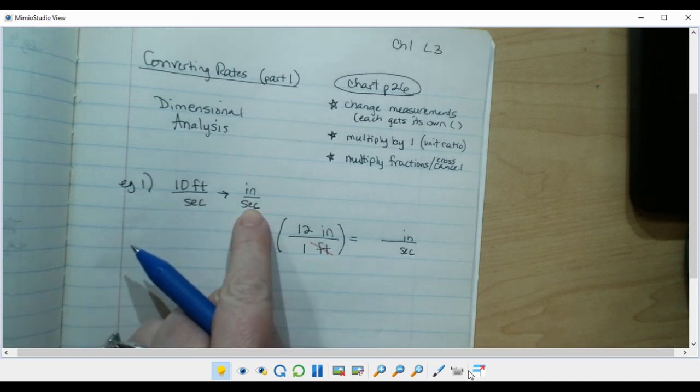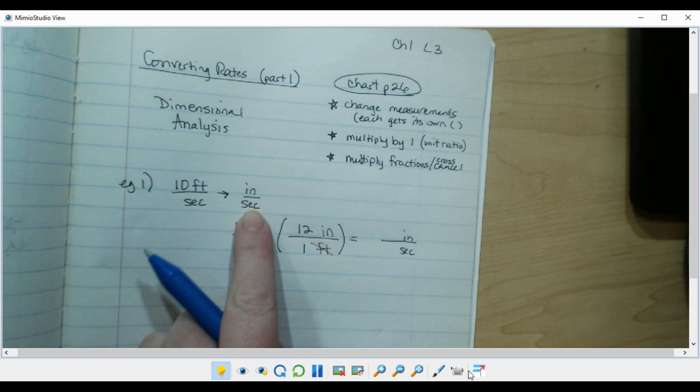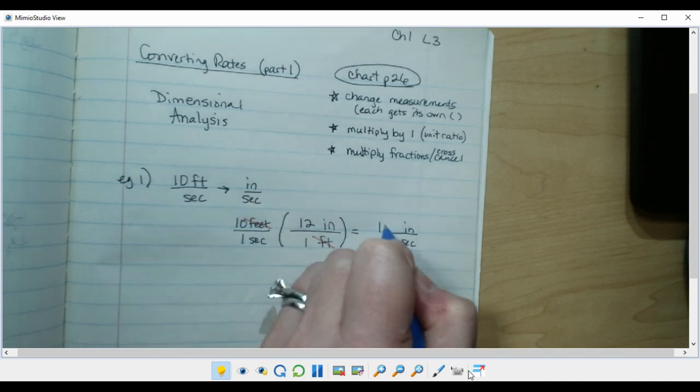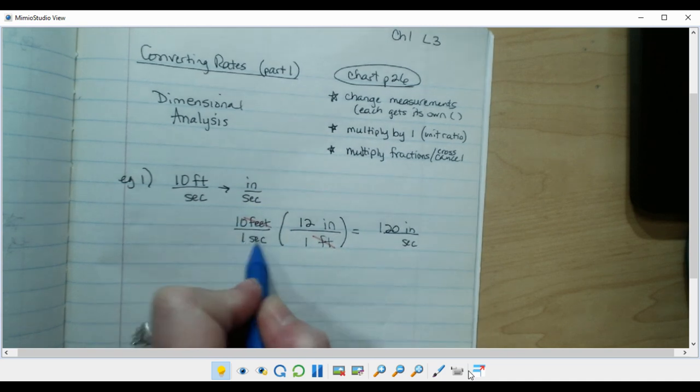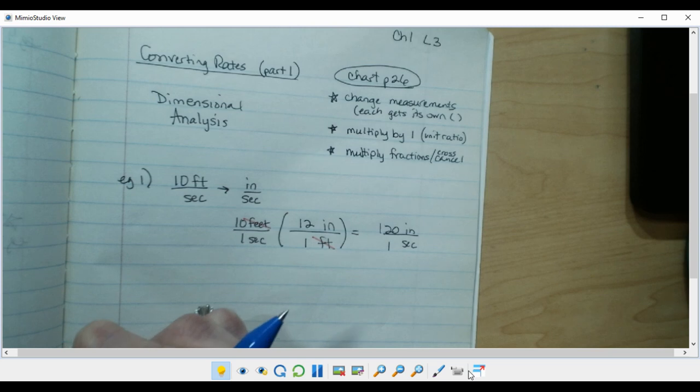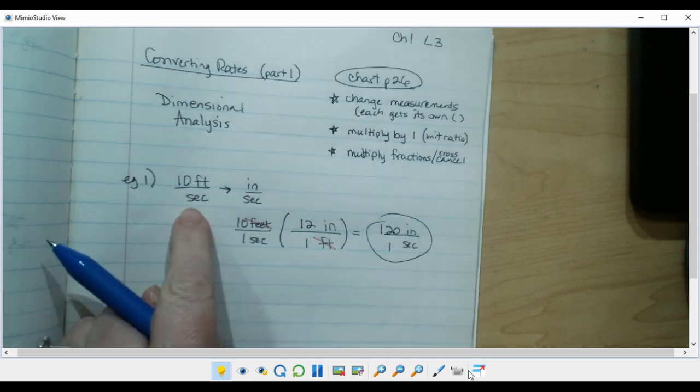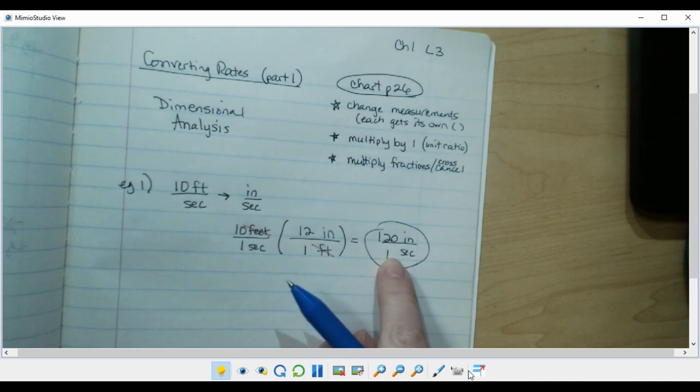All right. Now we're going to tackle the number part of the fraction. 10 times 12 is 120, and 1 times 1 is 1. So we have converted 10 feet per second into 120 inches per second, which makes sense because inches are smaller. You'd expect more of them in the same amount of time.